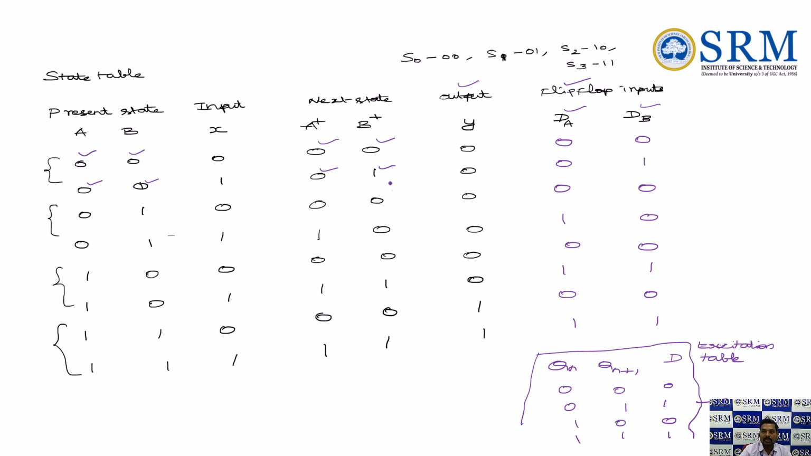Output Y is equal to A into B. So this is the K map expression for the output Y. In a similar way, we have to get the K map for DA as well as DB, right?